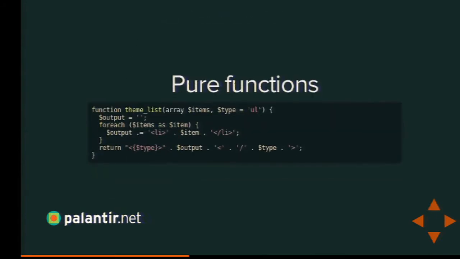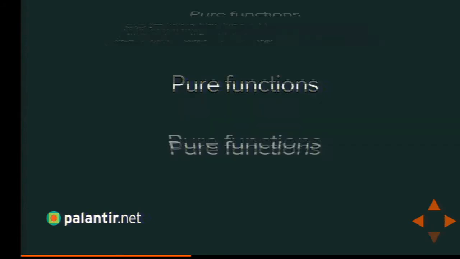Here's an example of a pure function. This function takes an array of, we're going to assume strings, and a string, and it builds up some other string and returns it. The only inputs to this function are items and type. That's it. The only output is a string. Nothing in the entirety of the universe changes as a result of this function other than returning a value. That's a pure function. That is a good thing.